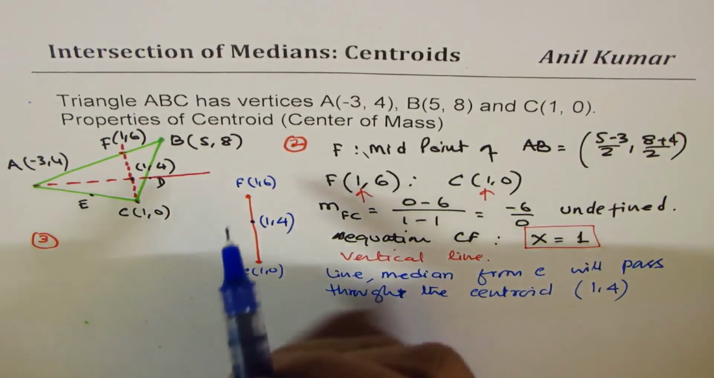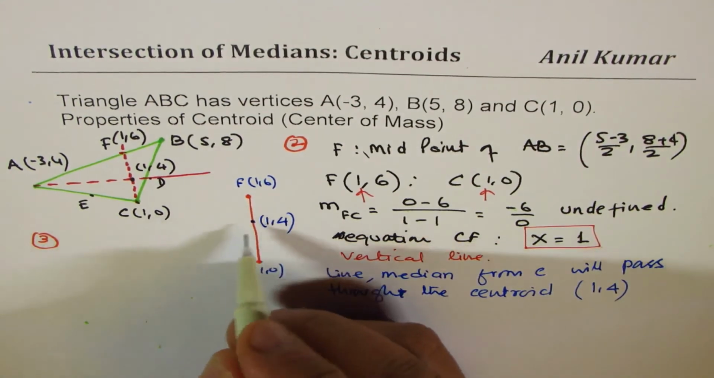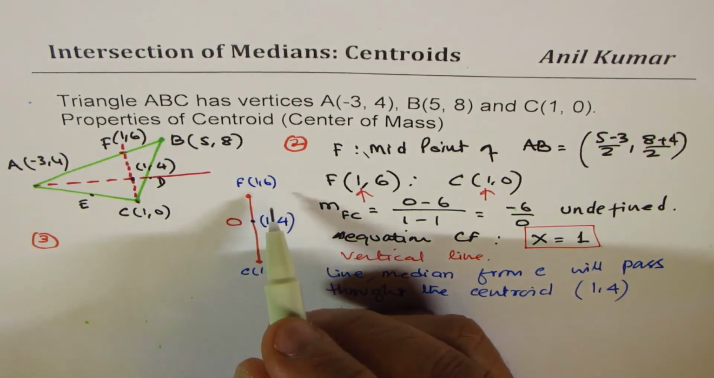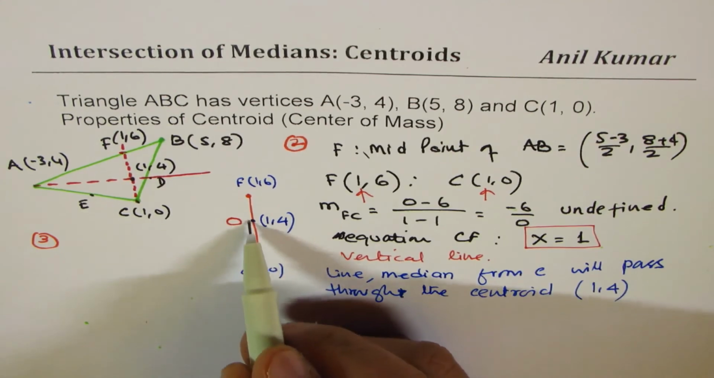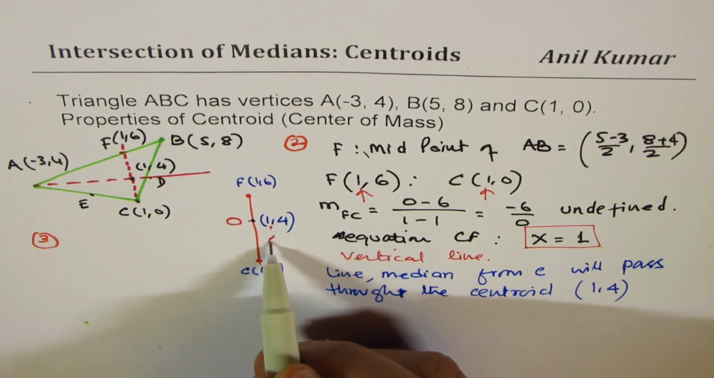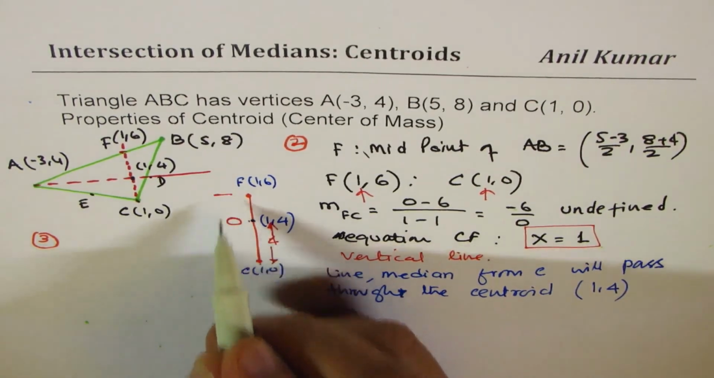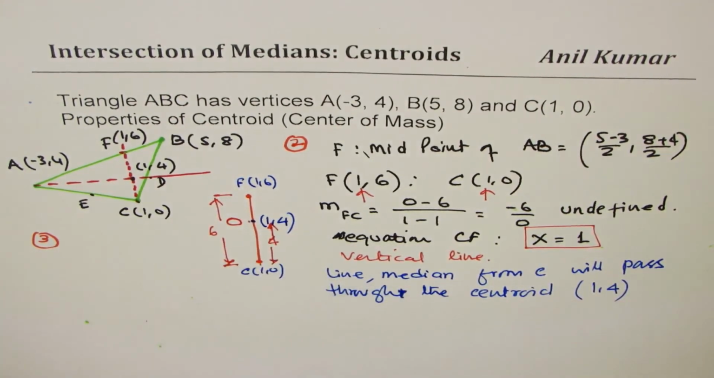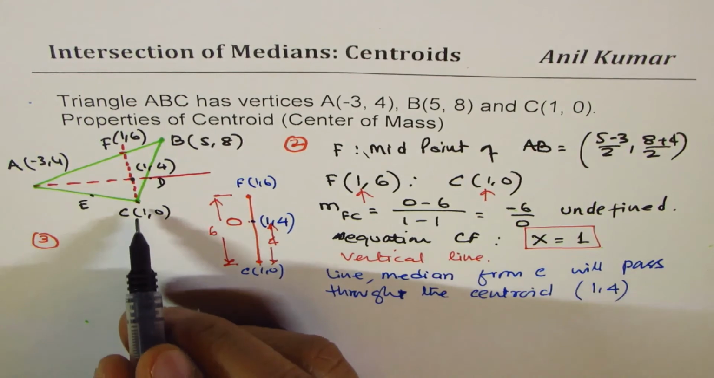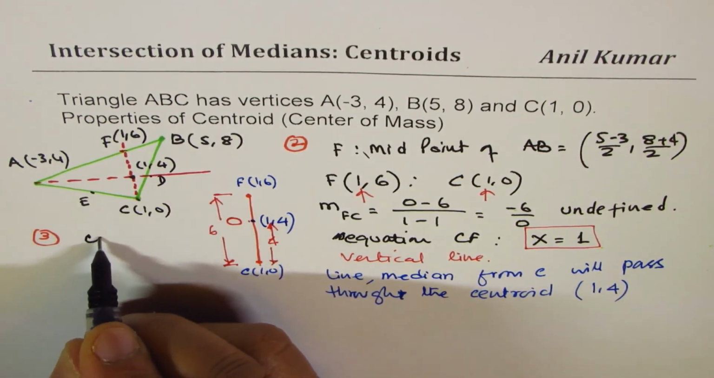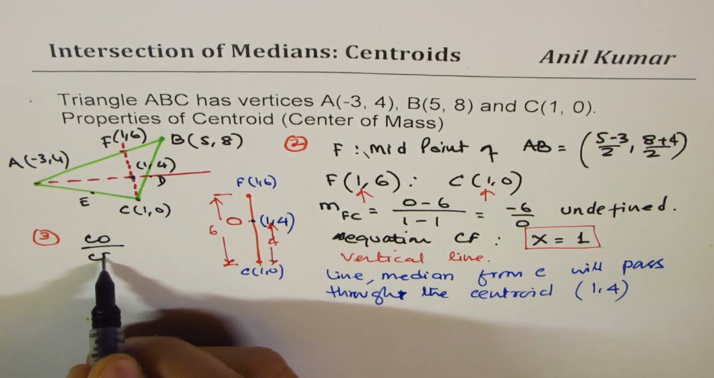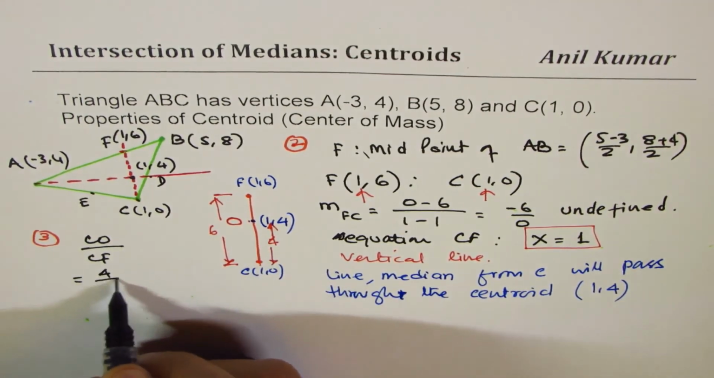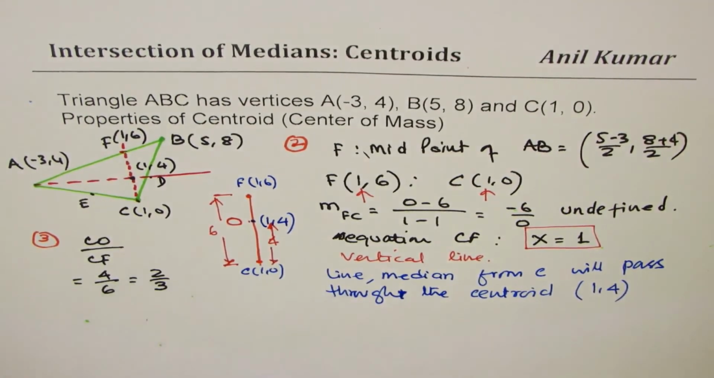Now, let's call this centroid point O, right? You can see that the distance from C to O is 4 units, right? And from F to C is 6 units. And therefore, we can conclude that from the vertex to the centroid, CO divided by CF, how much is the distance? In this particular case, it is 4/6, which is 2/3. Correct?